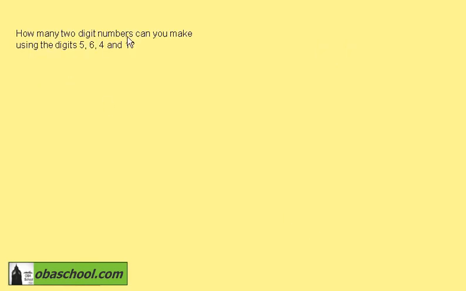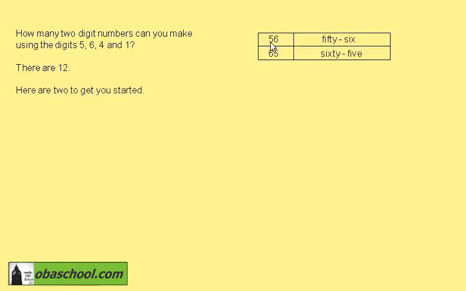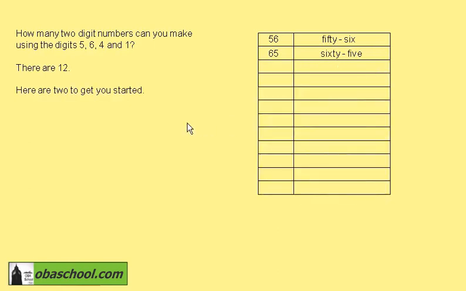How many two-digit numbers can you make using the digits 5, 6, 4 and 1? There are 12. Here are 2 to get you started. We could use the 5 and the 6 this way round, giving us 56, and the 5 and the 6 the other way round, giving us 65. Pause the video and see if you can get the other 10. When you restart, I'll go through the answers.